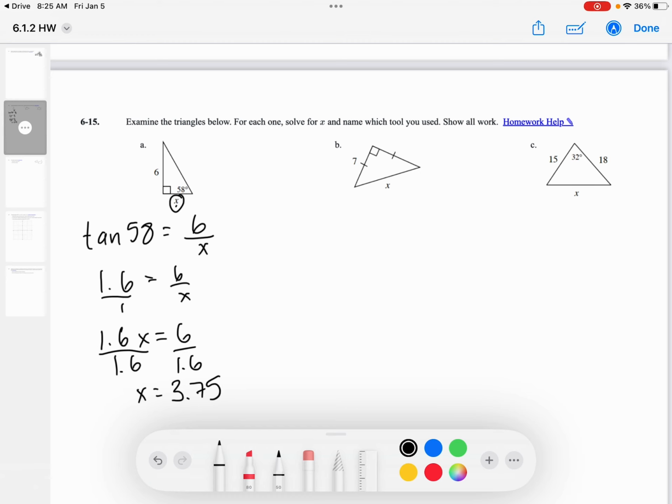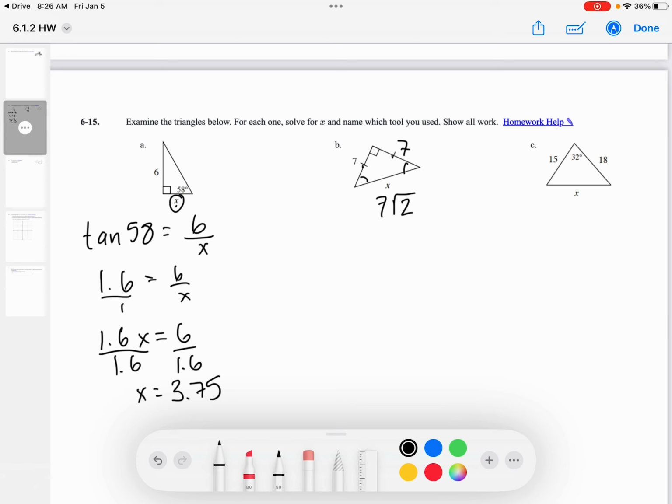All right, let's look at our triangle B. We know this is a right triangle, and these two markings here tell us that the two sides are equal. That tells us these two angles are equal. This is an isosceles triangle, and those two angles are both 45. This is a special triangle, 45, 45, 90. I know that both of the sides are going to be the same, so I know that that's 7, and the hypotenuse is that number times the square root of 2. Done.